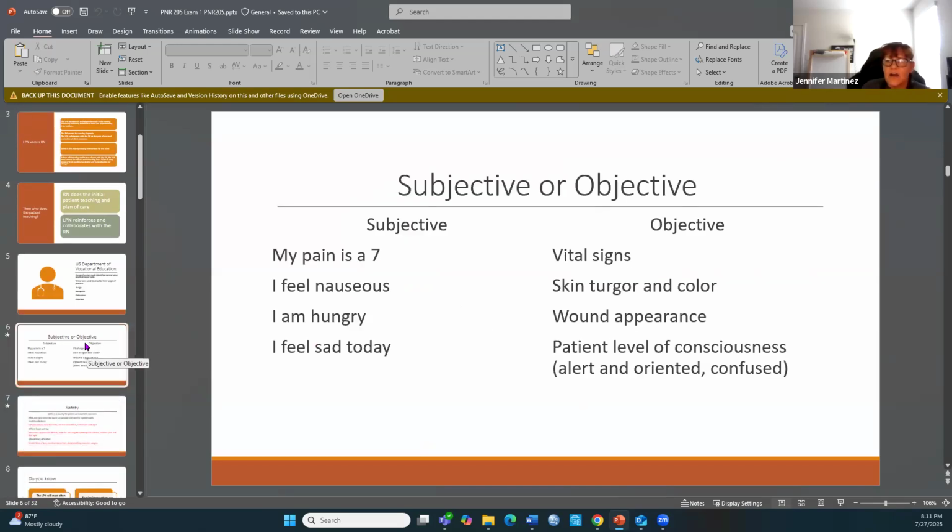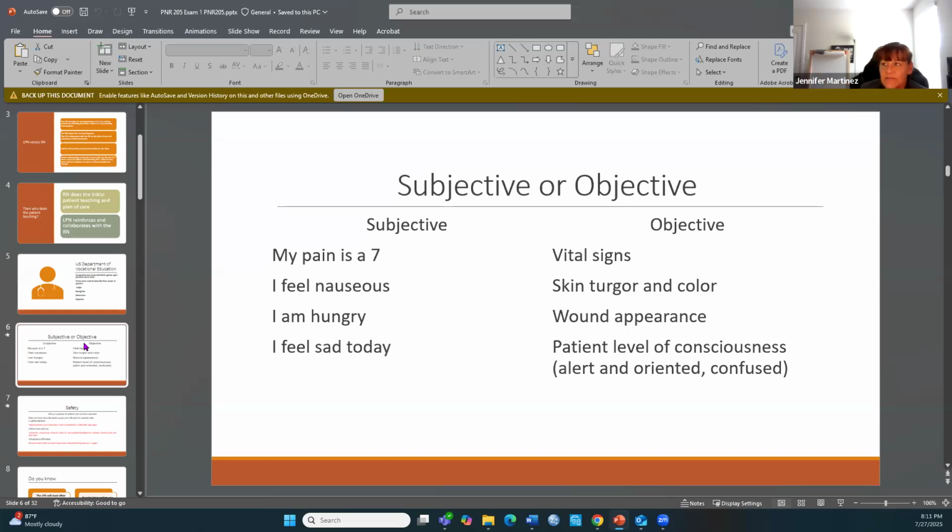All right, so collecting data. We know that there is subjective and there is objective data. Subjective data is something that we obtain from our clients, right? These are just some examples: this is my pain, I feel nauseated, I'm hungry, I feel sad today. This is something that they tell us. We can't quantify that. Well, we can put a number on the pain, but there's no other way to quantify it other than they're telling us that.